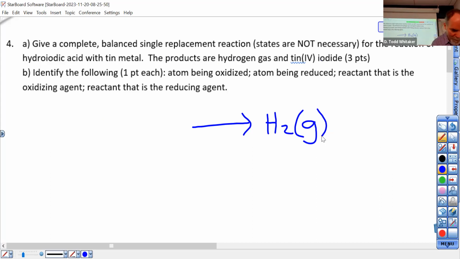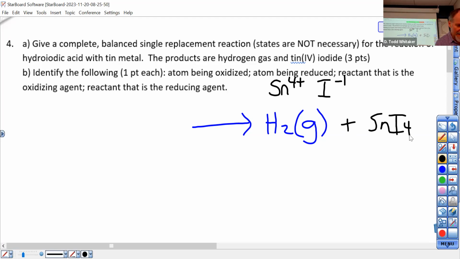Tin 4 iodide. What are my ions, please? What's the symbol for tin? Sn. You're going to have to remember the names are on there. What's the charge? Yeah, 4 plus. What's the iodide? I. Charge. Halogens are always -1. So when you hook those up to make a balanced compound, what do you have? SnI4.